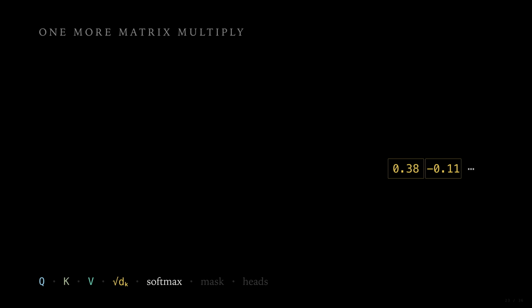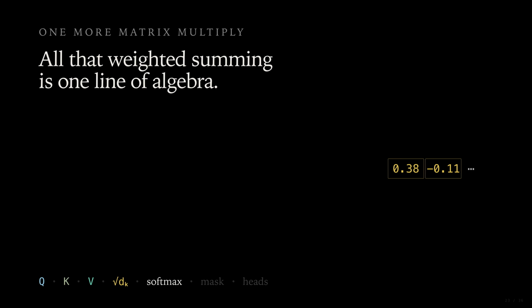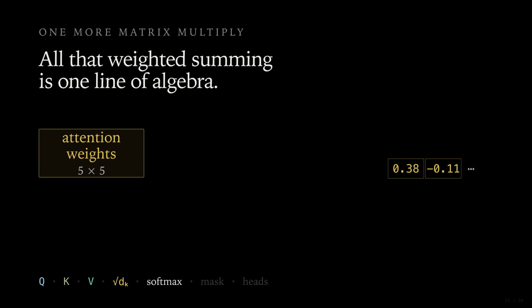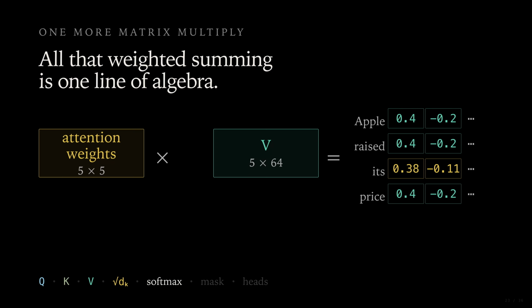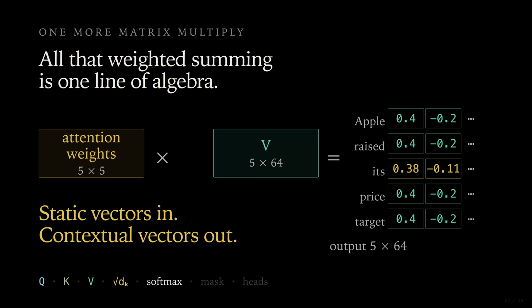All of that weighted summing turns out to be another matrix multiplication, attention weights times V, producing one new vector per token with the same number of rows that went in. Nothing about the shape tells you anything happened at all, and yet every row is now a blend of the others. Static vectors went in, and contextual vectors came out.